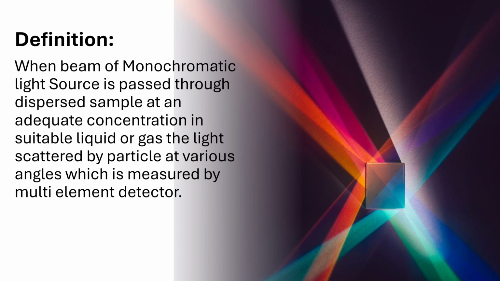So now first we will discuss the definition of particle size analyzer. When a beam of monochromatic light source is passed through a dispersed sample at an adequate concentration in suitable liquid or gas, the light is scattered by particles at various angles, which is measured by the multi-element detector, right? So basically this describes the core of the laser diffraction method. The monochromatic light, that is laser, interacts with particles suspended in a liquid or gas. Basically the larger particles scatter light at smaller angles, whereas smaller particles scatter at wider angles, right? So a multi-element detector captures this angular scattering, and then the pattern is analyzed to calculate the particle size distribution using scattering theory, right?